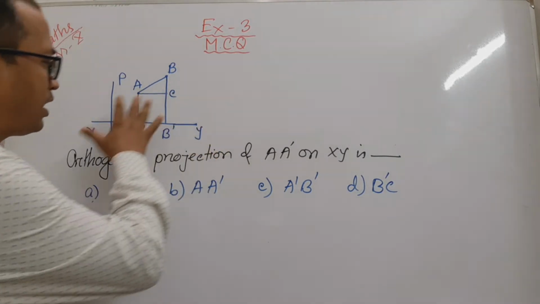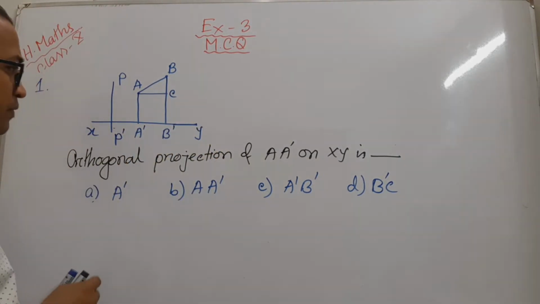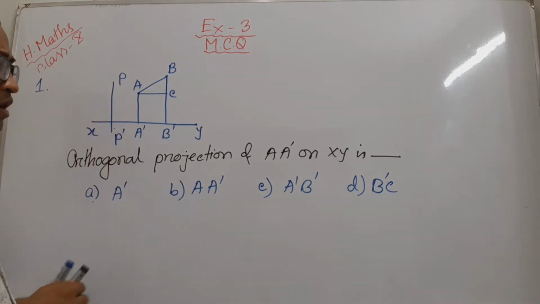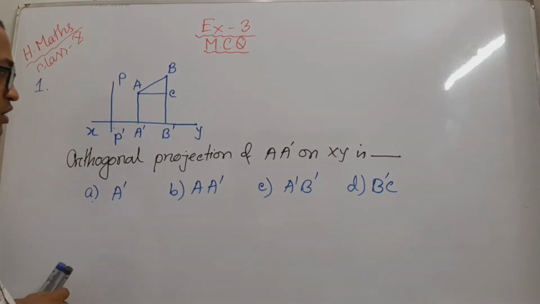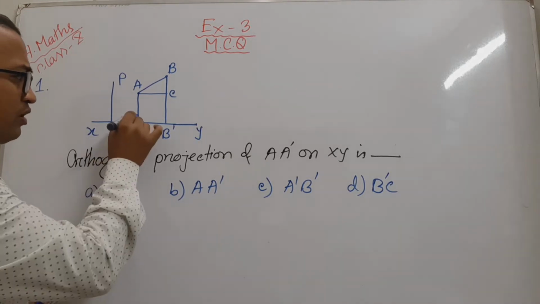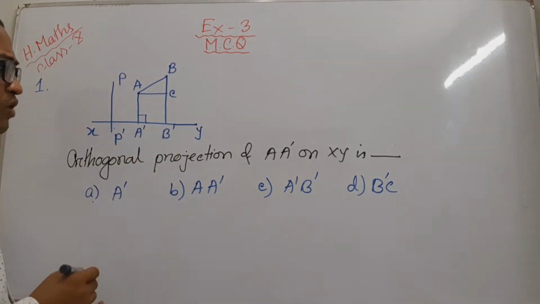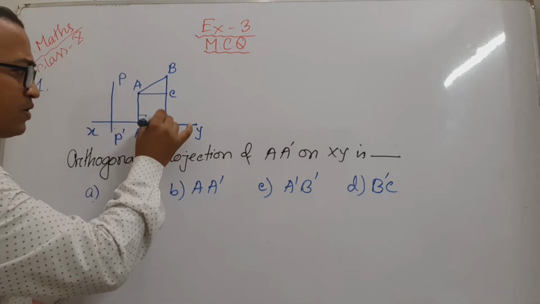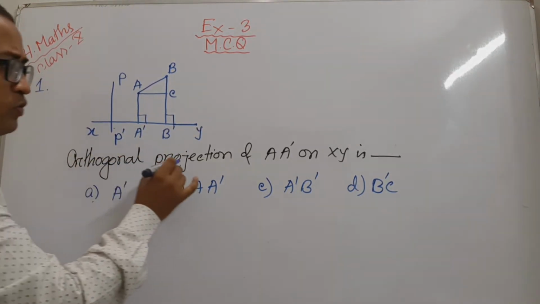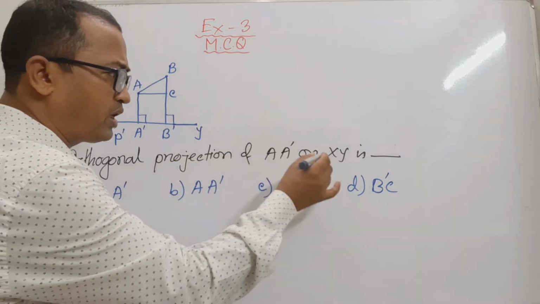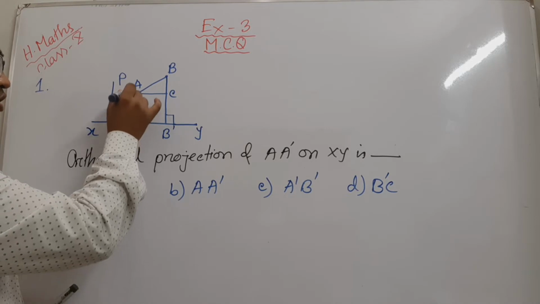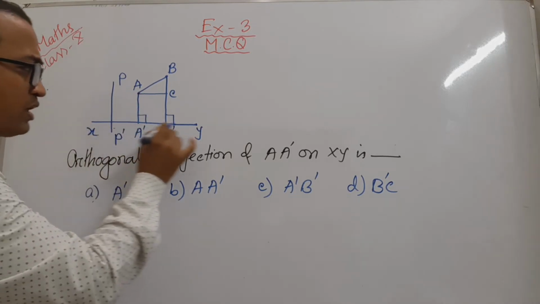A figure is given with the question. Look, x, y and p prime are perpendicular to each other. Here a prime is perpendicular to x, y and b prime is perpendicular to x, y. Here the question is: the orthogonal projection of a prime on x, y is dash. What is the orthogonal projection of a prime to x, y?